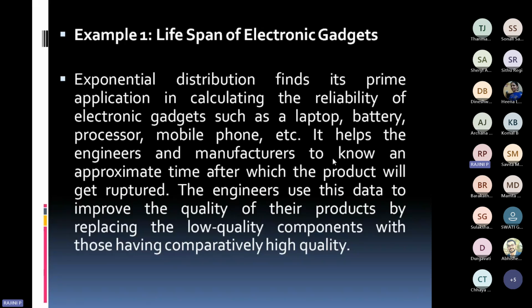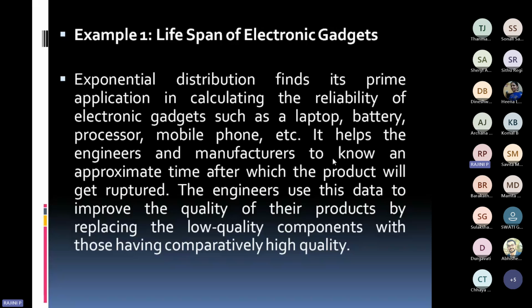I wanted to purchase one laptop, and I asked how many years this laptop will work. So what will the shop owner or salesperson tell you? They will say that the life of a laptop is 10 years. How did he give the 10 years? That is based on the exponential distribution.